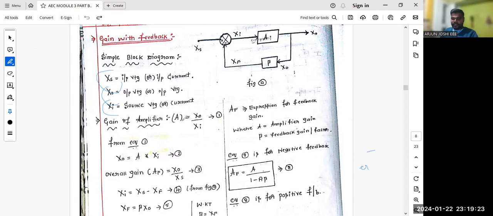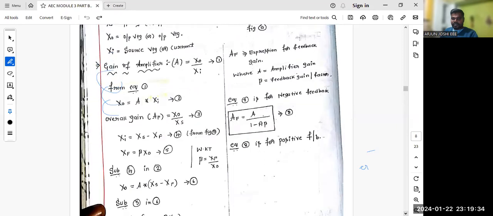What is the gain here? A is equal to output divided by input. The output is equal to gain multiplied by input. Overall gain is equal to x naught divided by xs. The normal gain is x naught divided by xi. Overall gain is nothing but x naught divided by xs.